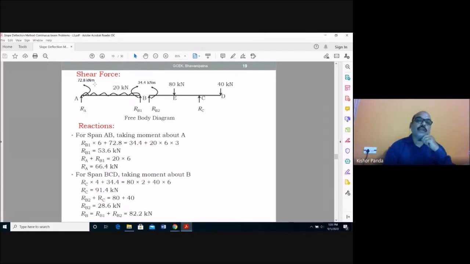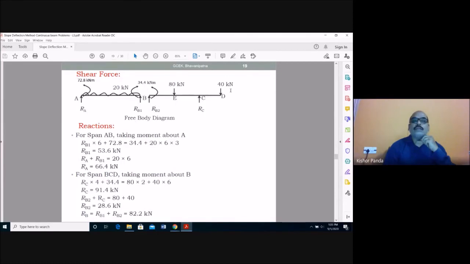Here also, in a similar way, you can find the reaction RB1 by taking moment about A. Then by taking the sum of the vertical forces equal to 0, upward force equal to downward force, you will find the value of RA.